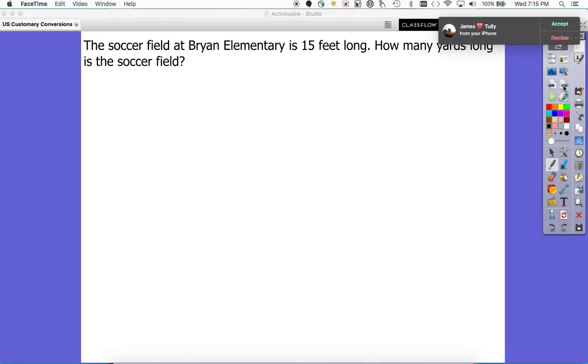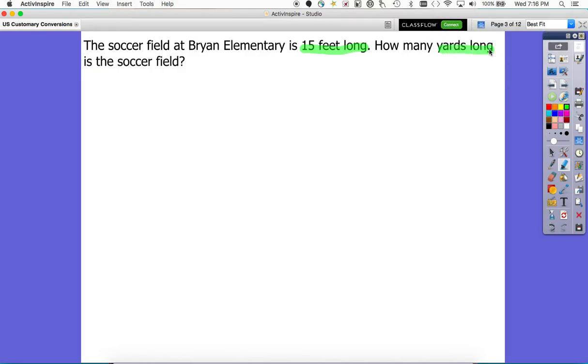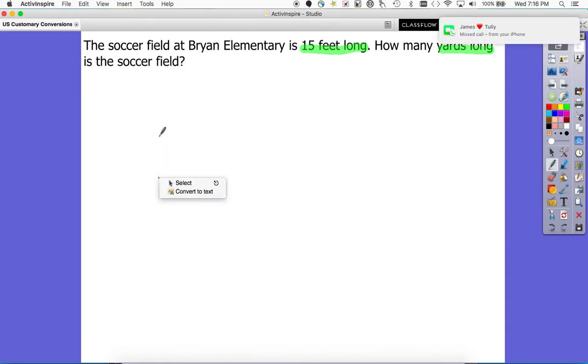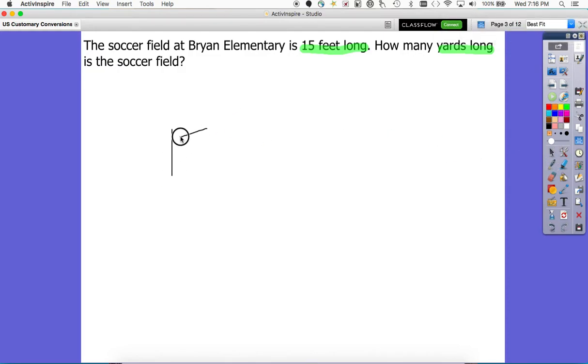How many yards long is the soccer field? I'm going to read it again and figure out what it is I have to know. The soccer field at Bryan is 15 feet long. How many yards long is the soccer field? Our problem gave us 15 feet. I have to get to something with yards.